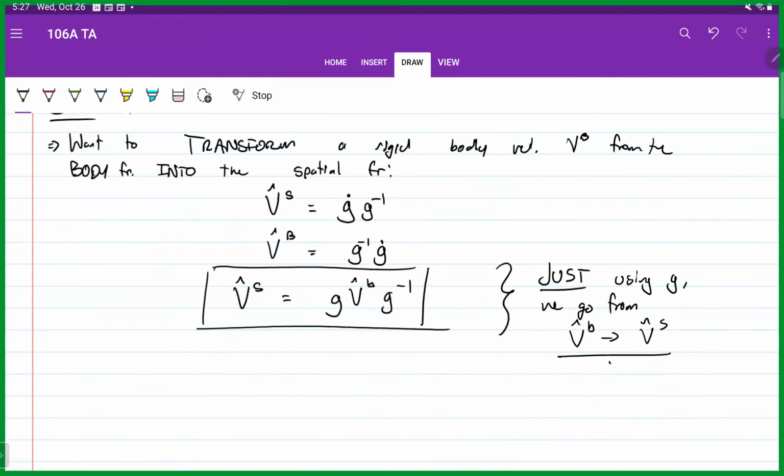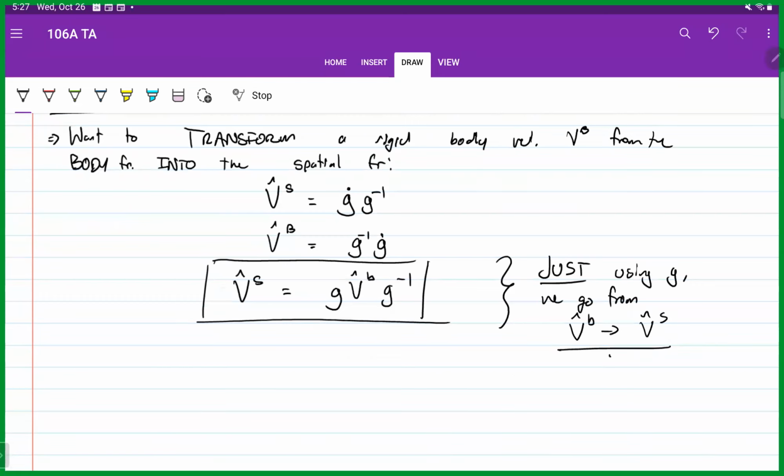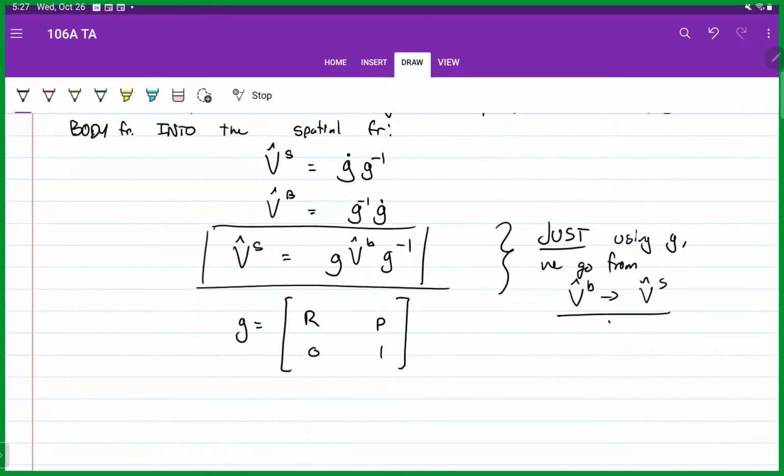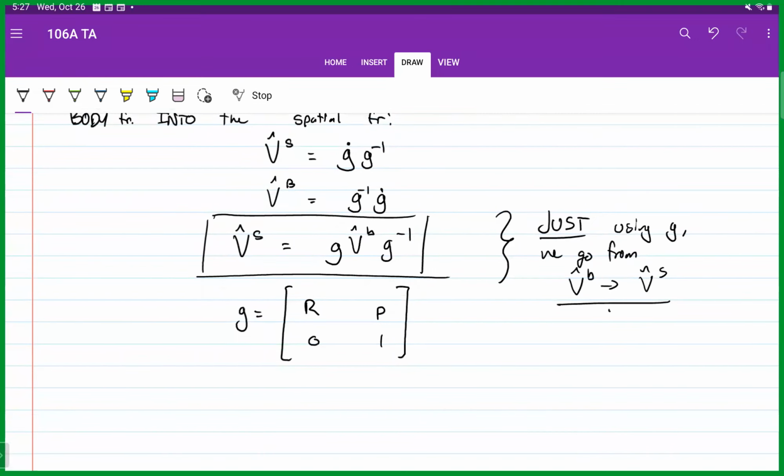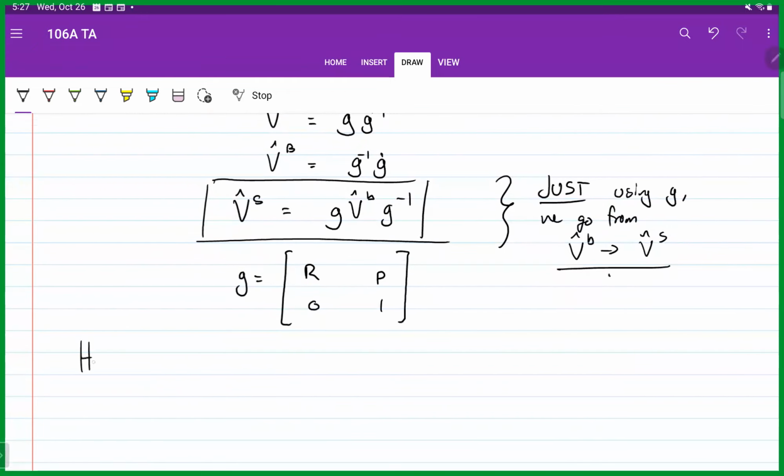This was a kind of handy transformation, because we only really needed a single matrix to do this. We only needed one of these G matrices of the form R, P, 0, 1. That was pretty good, but we didn't only want a transformation between these hat maps. What we wanted was something that takes us from one vector to another vector. So how do we write this transformation?